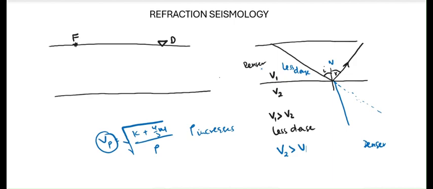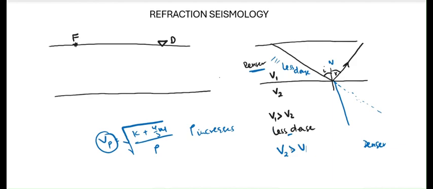So in the first scenario I gave, where V1 is greater than V2, it means that this layer is denser than what? This layer. Do you get it? And so in that case, the velocity here will be greater. And so when the seismic wave gets into this medium, it will move towards the normal.